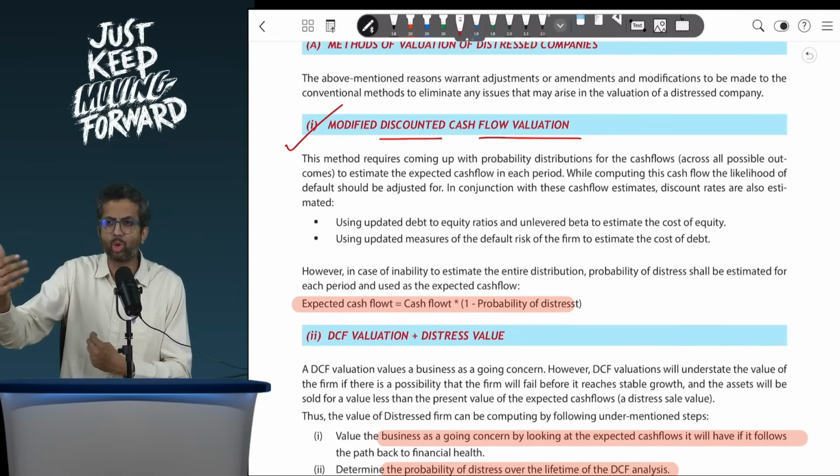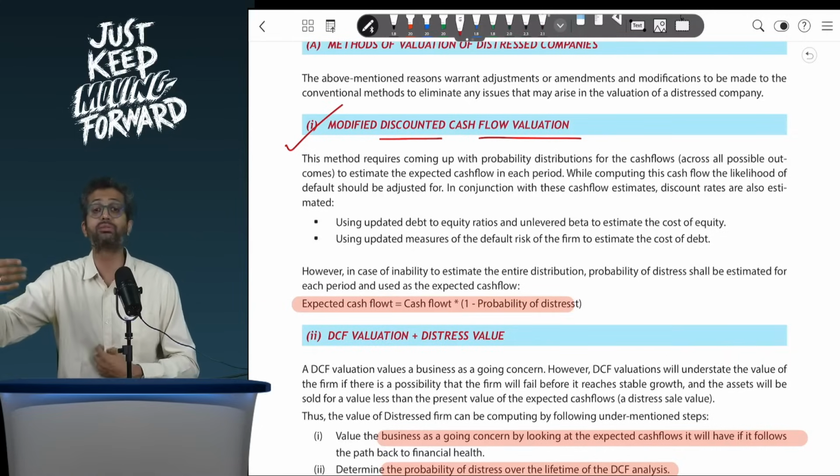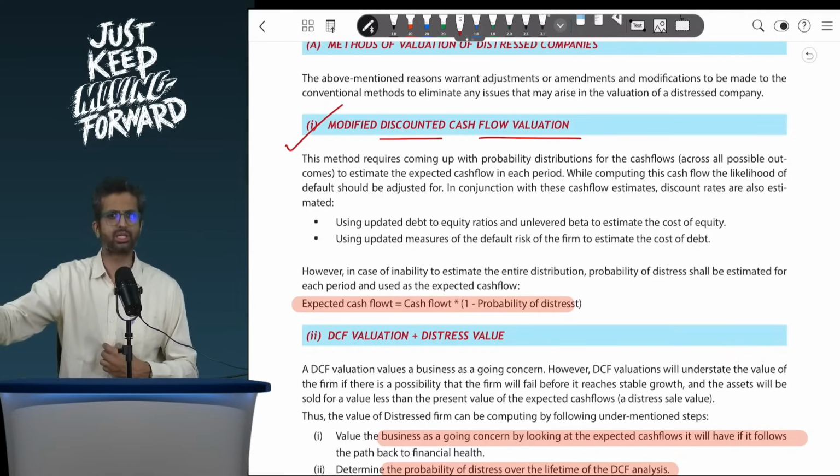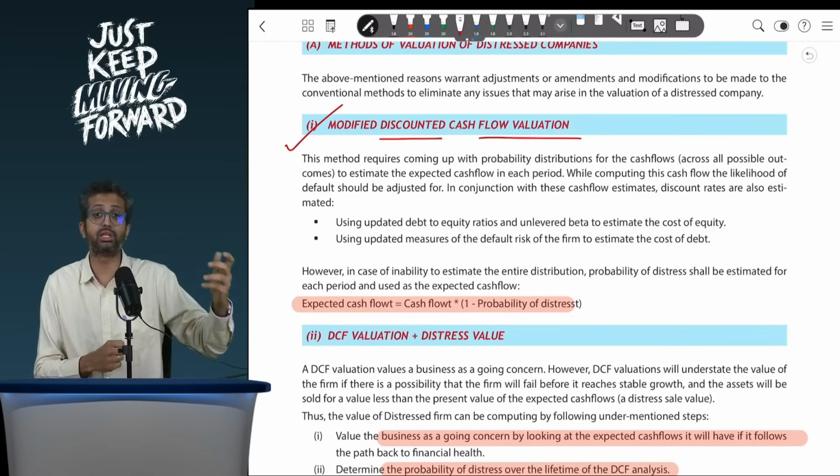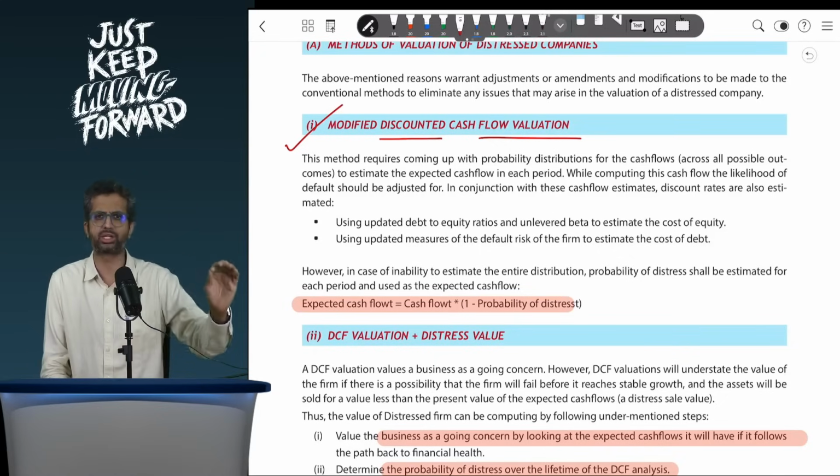It is a probability, in which case over here we will try to modify the cash flows. We will say that, well, you know what, generally I was expecting that I will receive 100 rupees, let us say, in the first year. However, there is a possibility that I might default. What is the possibility? Let us say 20%.